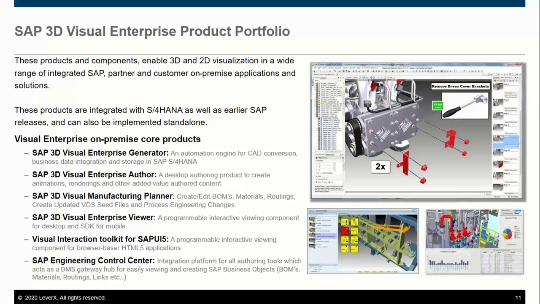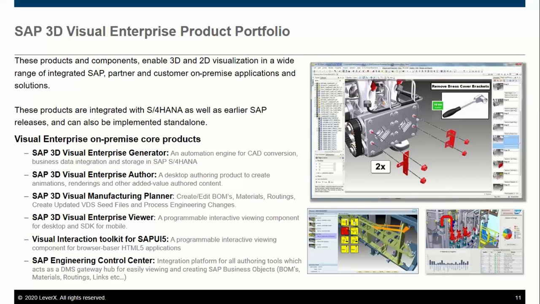We have 2 more products that we didn't show you today, and I'll just cover those. I'll spend about 20 seconds on those. There's also the Visual Interaction Toolkit for SAP UI5. That's a free SDK, very powerful. This is how you can embed the browser inside of a Chrome or a Firefox or something like that, and create your own applications even using the Visual Enterprise technology.